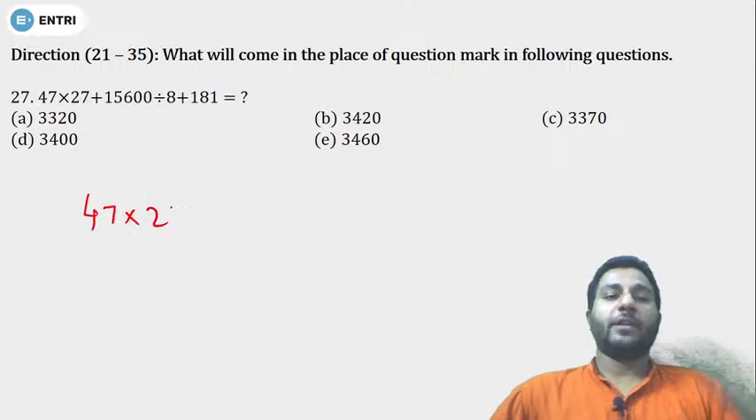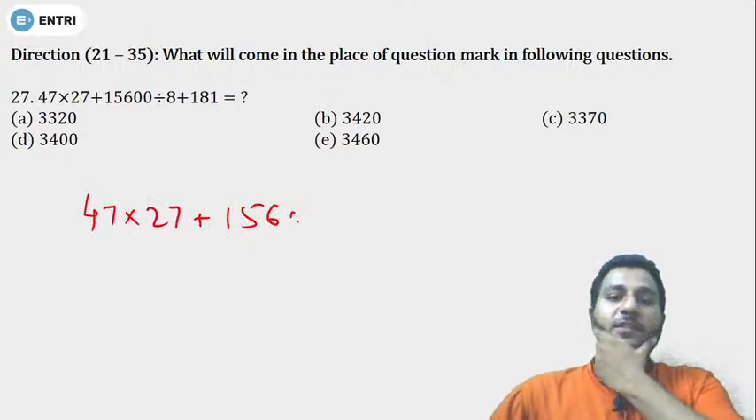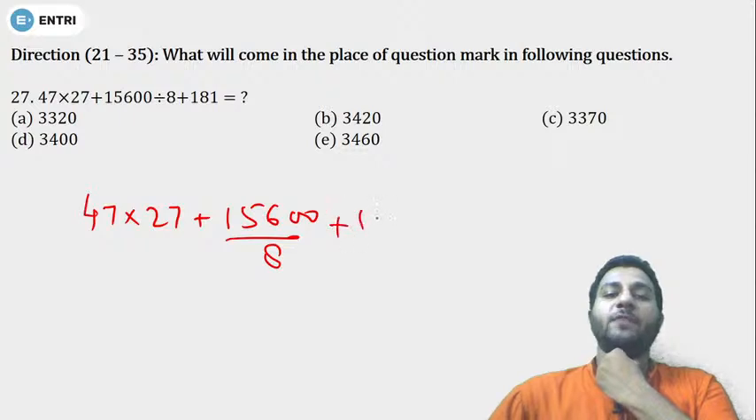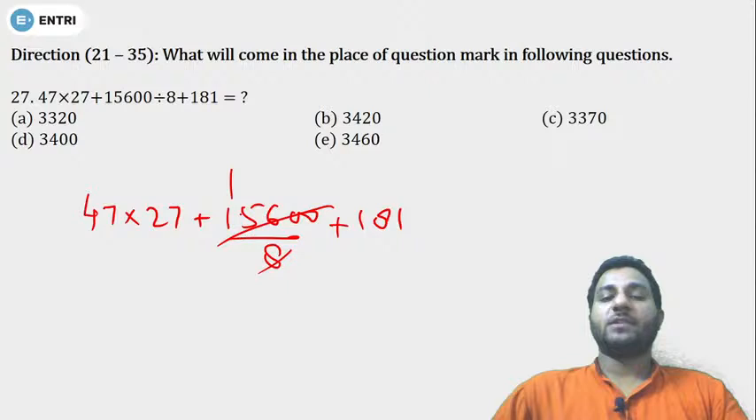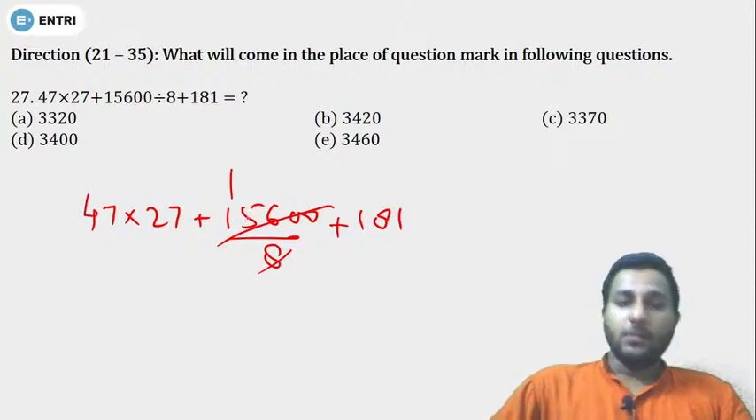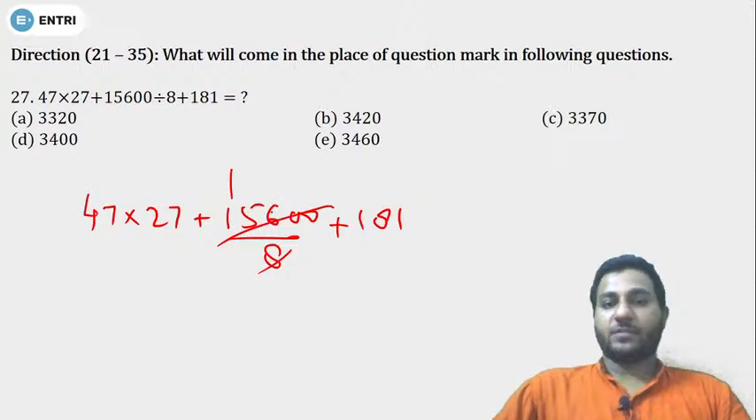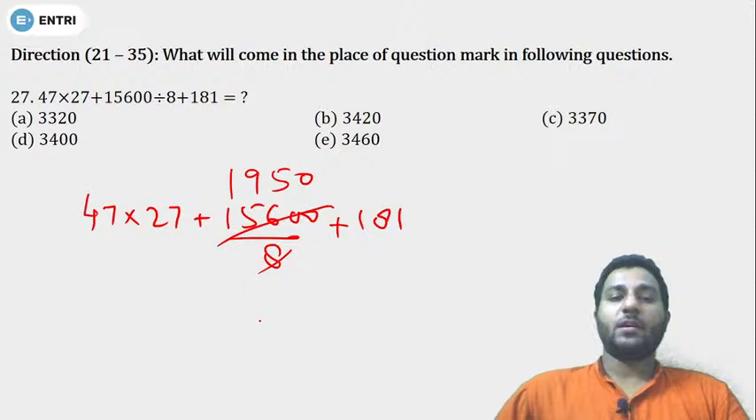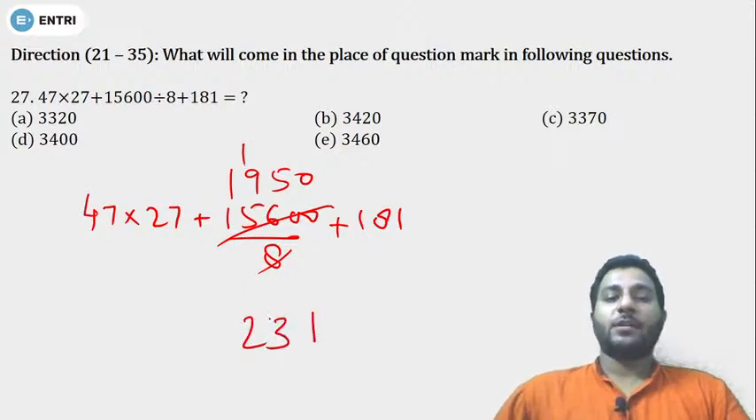47 into 27 plus 15600 divided by 8 plus 181. Okay, let's divide it. 8 ones are 8. Okay, 8 ones are 8 and 7 6. Okay, 8 9s are 72 and 8 5s are 40. Okay, you have got it. Now 1 and 2 and 2 2 3 1.